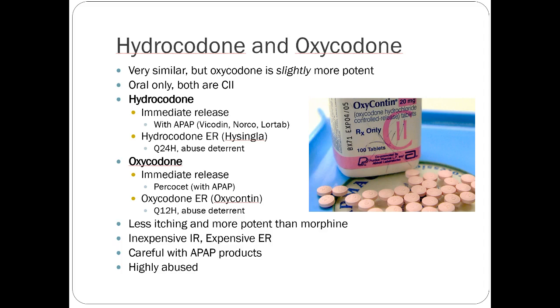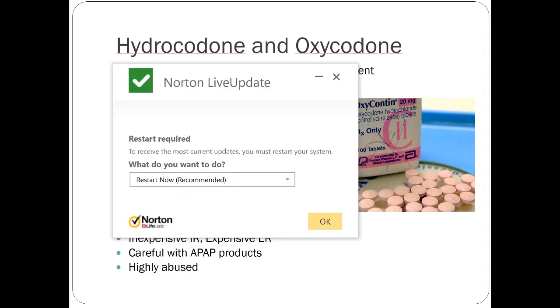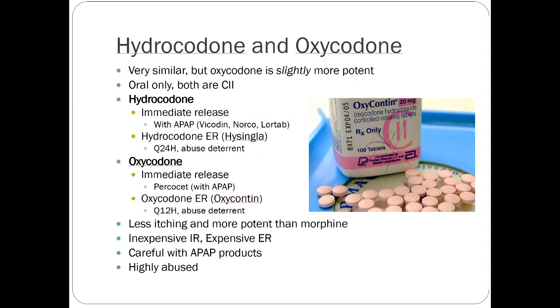Hydrocodone and oxycodone are going to have less itching and are going to be more potent than morphine. However, they do still cause a bit of itching. They're pretty inexpensive. The ER products tend to be a little bit more expensive. However, again, they're generic now and relatively cheap. Again, careful with the acetaminophen-containing products, especially if your patient already has acetaminophen they're taking on a daily basis. And these are, of course, super highly abused, right? Don't have to tell you guys that.